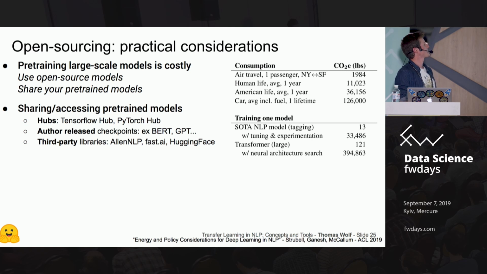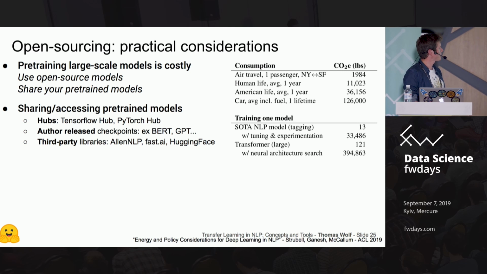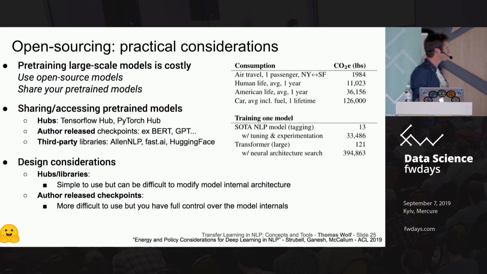There are many ways you can access them and share them. The hubs are one thing. There are now two hubs, TensorFlow Hub and PyTorch Hub, depending on your favorite framework. Usually there are also author-released checkpoints, like BERT and GPT checkpoints on the GitHub repository. And there are also third-party libraries which will help you to access them, like NLP, fast.ai, and our own library at Hugging Face. There are various interests, advantages and drawbacks.